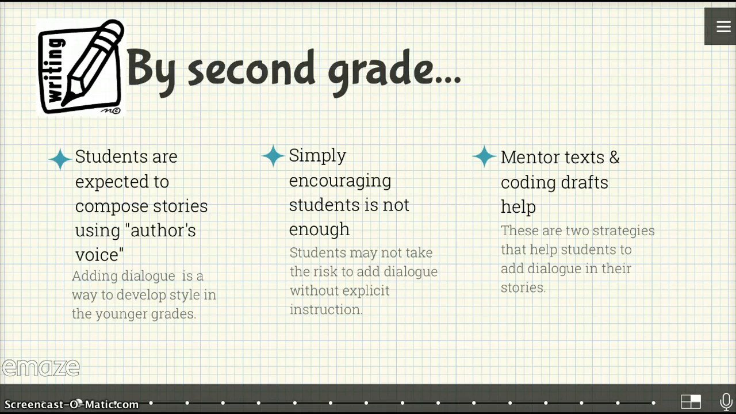And what we'll look at today is how mentor texts and coding existing drafts are two strategies that can really help students to effectively add dialogue into their writing.